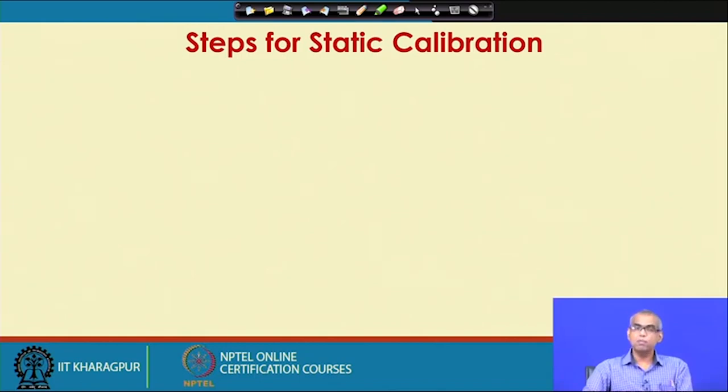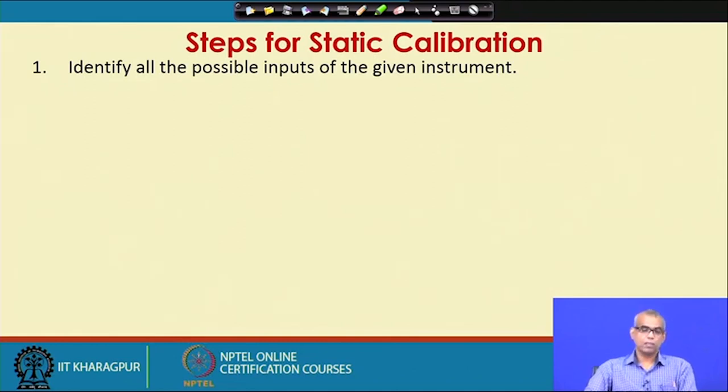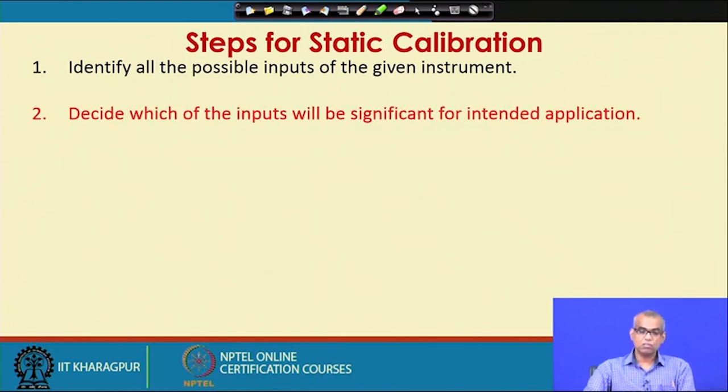So, how do I establish this functional relationship, or how do I calibrate an instrument? How do I obtain the static calibration? So, let us talk about the steps for static calibration. First, for the given instrument, let us identify all the possible inputs whose static calibration we want to establish. Next, decide which of the inputs will be significant for the intended application. So, first, identify all the possible inputs, then decide which of the inputs are more significant.